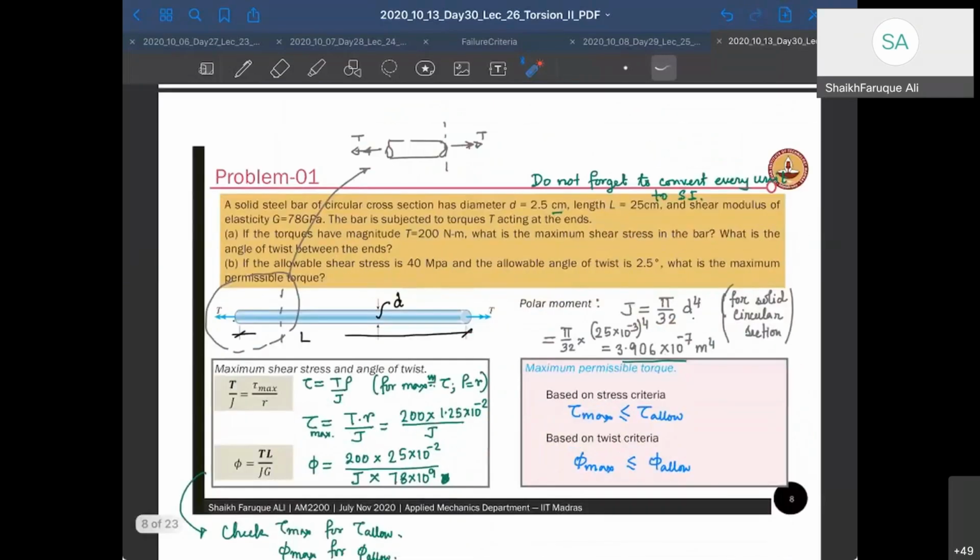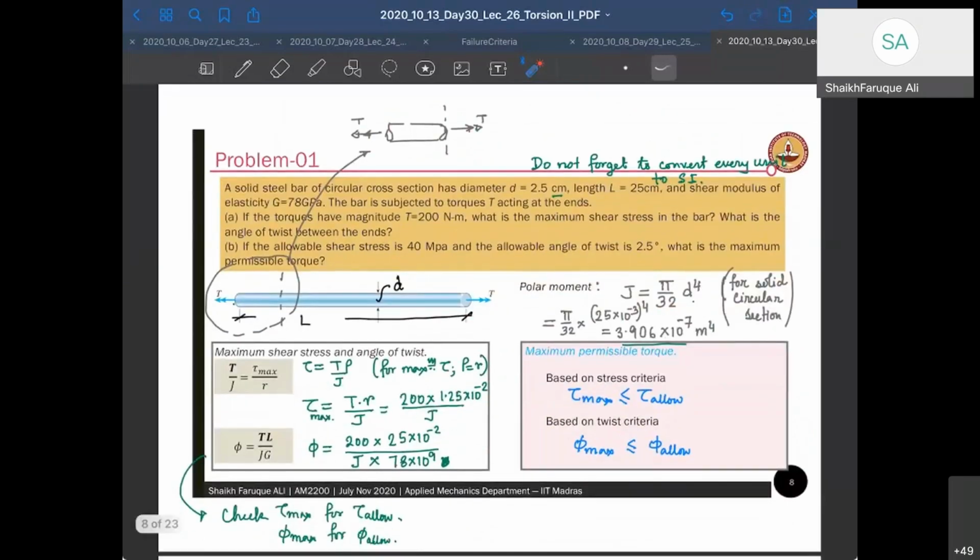Now let's look at the first problem. What is this first problem telling? The first problem states that this is a solid circular bar made of steel and has a cross-sectional diameter of 2.5 centimeter. So the cross-sectional diameter D is given to me. The length is 25 centimeter. Length L is also given to me. The shear modulus G is given, 78 GPa, and the bar is subject to torque T acting at the end.